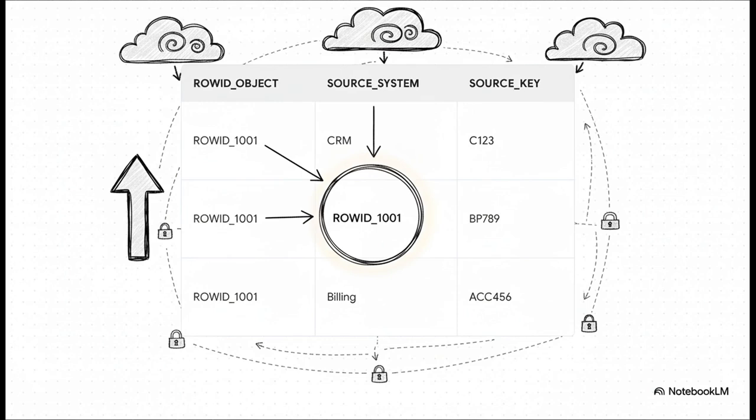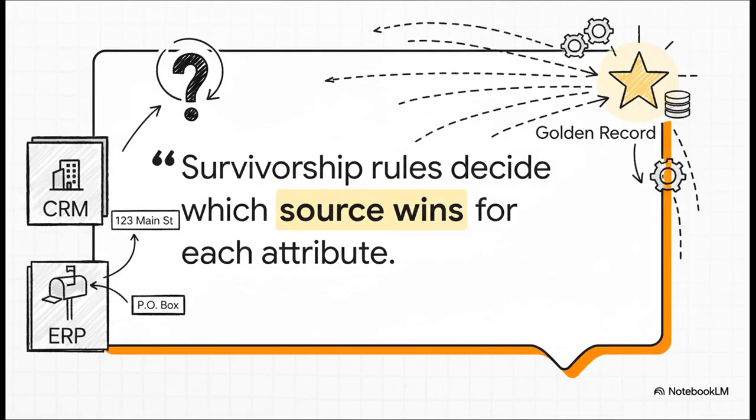After the match rules figure out these three records are the same person, a merge happens. Now look at the XREF table. All three of those original source records are now pointing to a single unified MDM identifier, row ID _1001. We've officially linked them. But wait a second, we still have conflicting data, right?